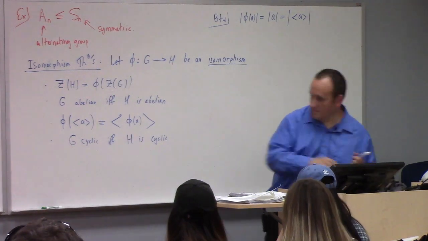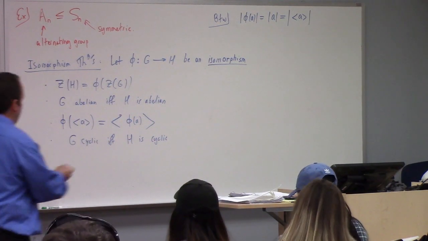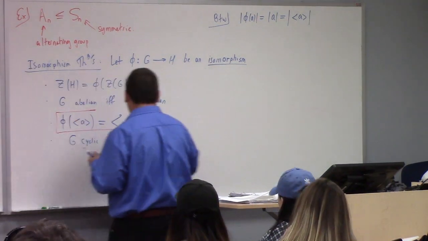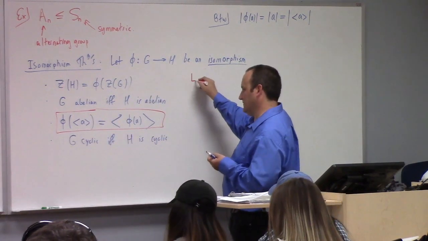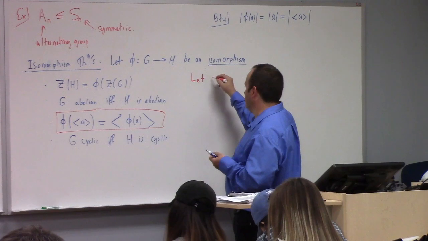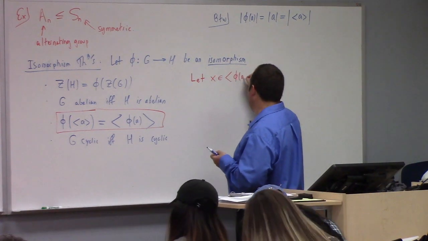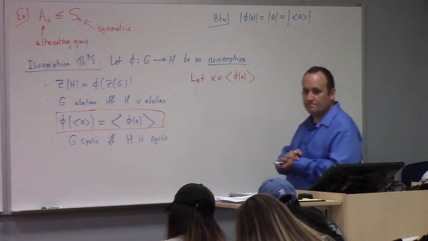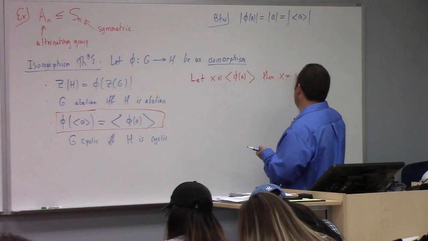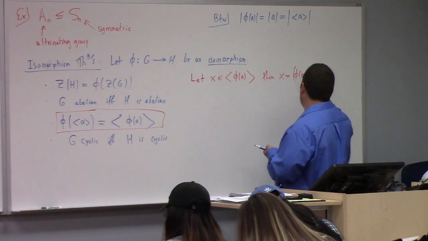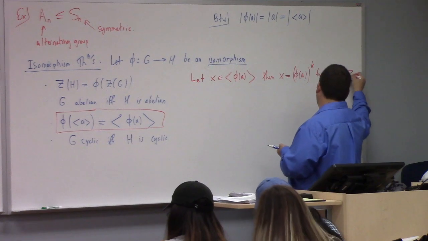So let us focus on the proof of this right here. How will we prove this? Let X be an element of the cyclic subgroup generated by phi of A. All right, let's do that. Then what's that mean? X is equal to phi of A, parentheses to the k power, for some what? For some integer k.